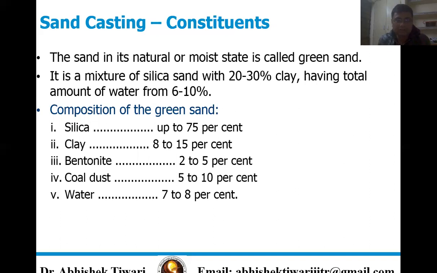Now, what are the constituents of sand? Sand, in its natural or moist state, is called green sand. It is a mixture of silica sand with 20 to 30% clay, having total amount of water from 6 to 10%. Composition of green sand is as follows. Here, silica has up to 75% content, clay is about 8 to 15%, bentonite is between 2 to 5%, coal dust is between 5 to 10%, and water is between 7 to 8%.